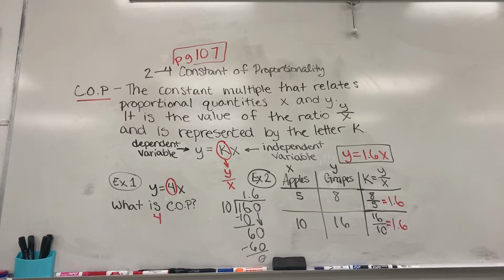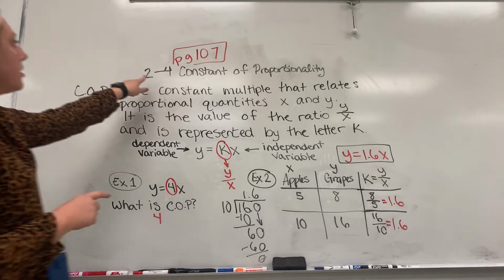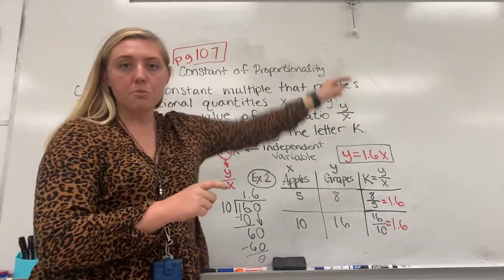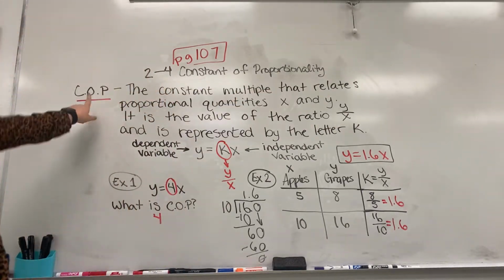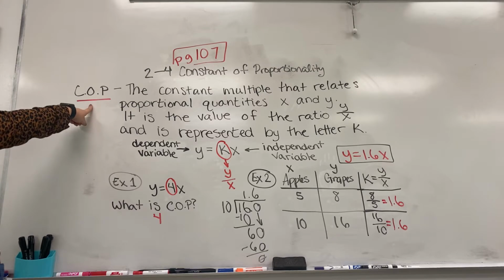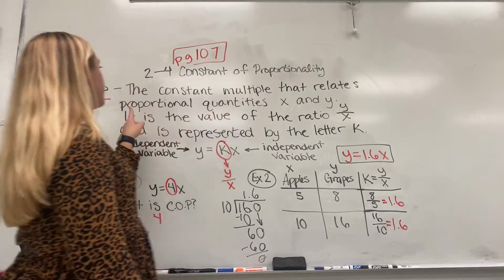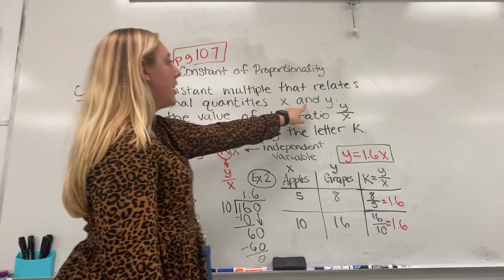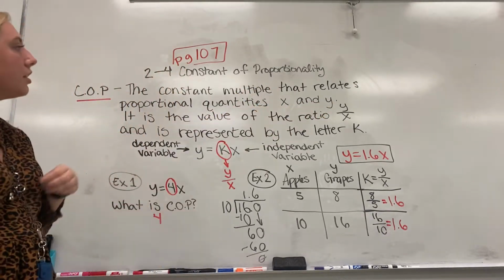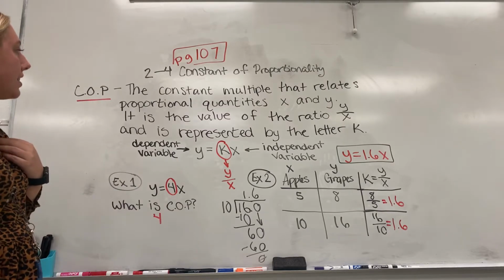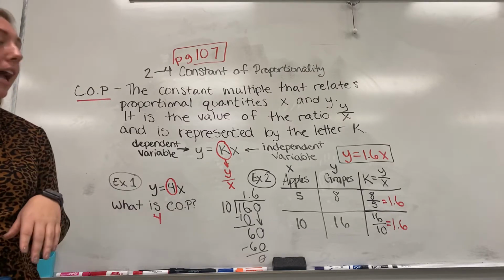All right, so today in class we talked about section 2-4, our constant of proportionality. I abbreviated that to COP here, so constant of proportionality. This is the constant multiple that relates proportional quantities x and y. It is the value of the ratio y over x and is represented by the letter k.